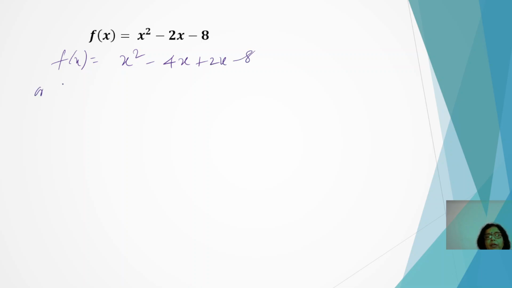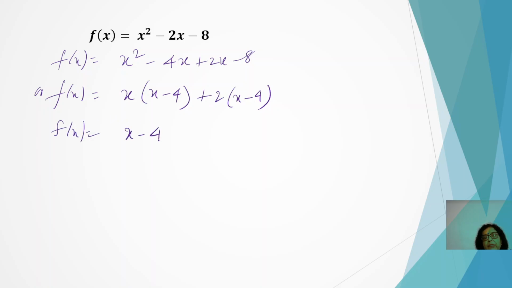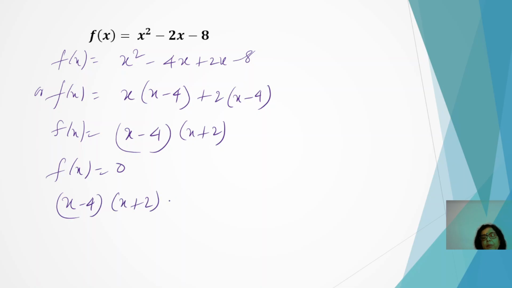So f(x) becomes equal to x into (x minus 4) plus 2 into (x minus 4), or f(x) is equal to (x minus 4) into (x plus 2). Now, if f(x) has to become equal to 0, then (x minus 4) into (x plus 2) must be equal to 0. So, the zeros are 4 and minus 2, two unlike zeros.